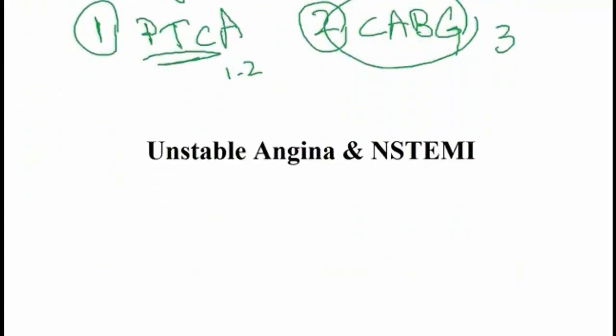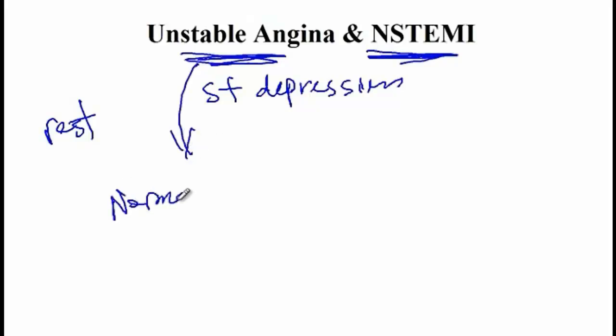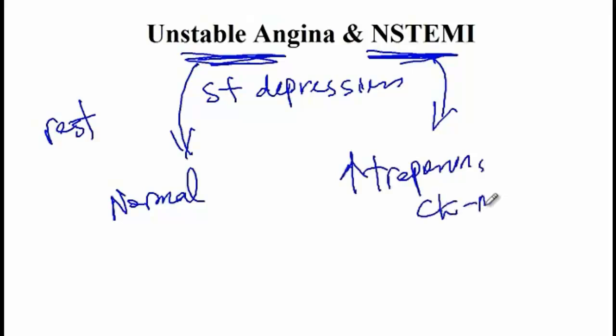Next, we have unstable angina as well as NSTEMI. These two are similar in the fact that they both present with chest pain at rest. And EKG changes for both can show the ST depression. However, one main difference that can help you differentiate these two from each other: unstable angina is less severe than NSTEMI, and thus patients with unstable angina will have normal cardiac enzymes, while patients with NSTEMI, since it's more severe, there would be more damage to the heart, and thus elevated cardiac enzymes like troponins or creatine kinase MB.